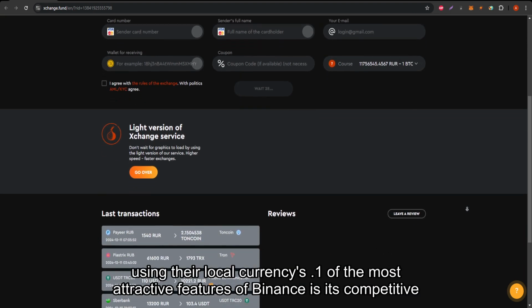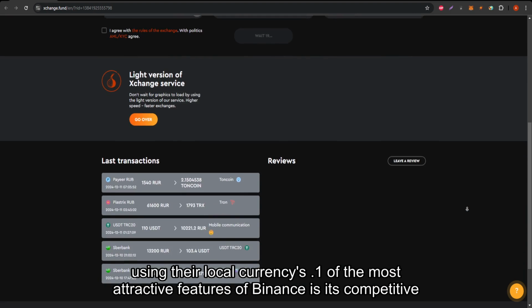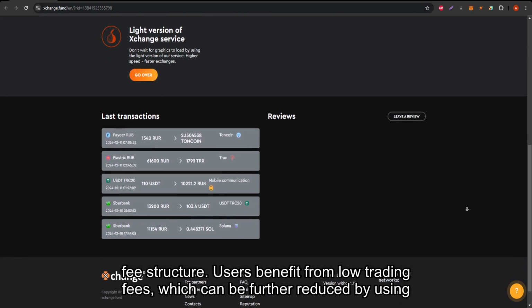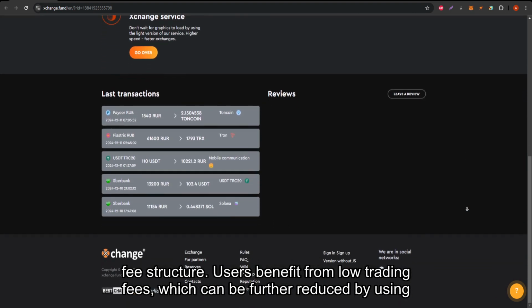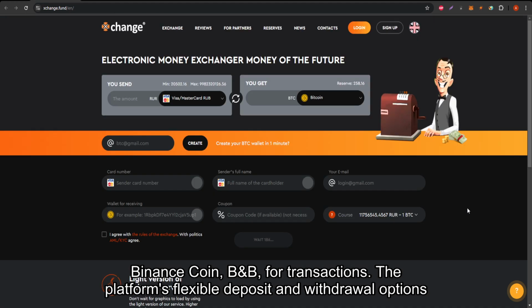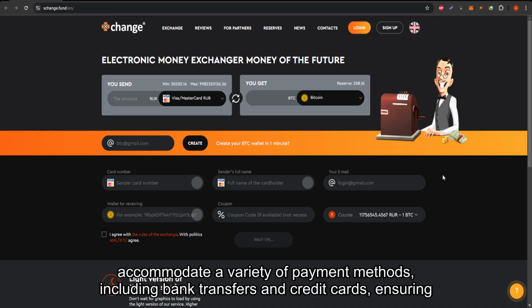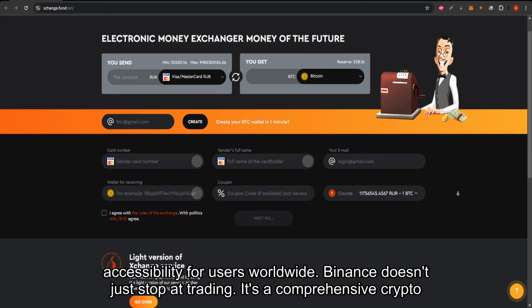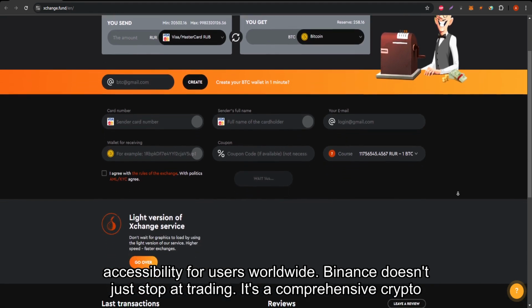One of the most attractive features of Binance is its competitive fee structure. Users benefit from low trading fees, which can be further reduced by using Binance Coin (BNB) for transactions. The platform's flexible deposit and withdrawal options accommodate a variety of payment methods, including bank transfers and credit cards, ensuring accessibility for users worldwide. Binance doesn't just stop at trading.